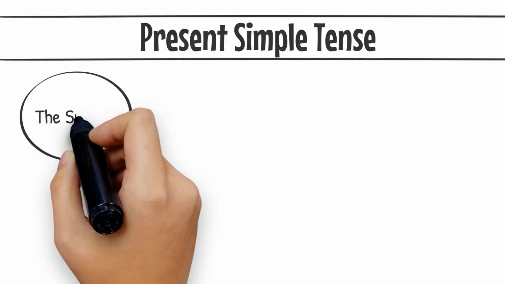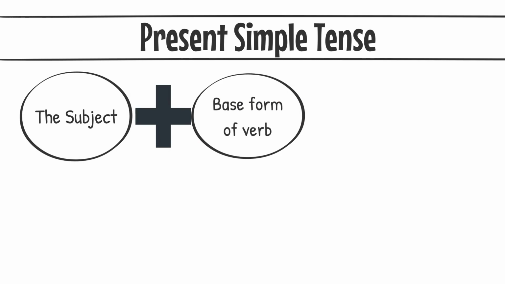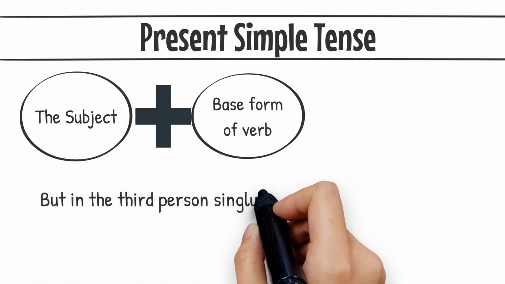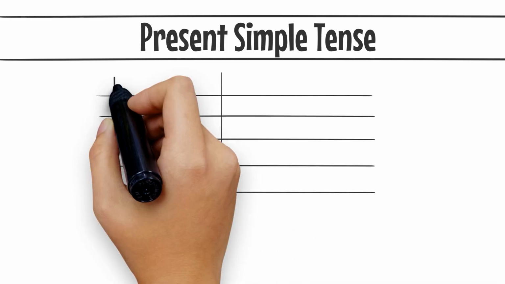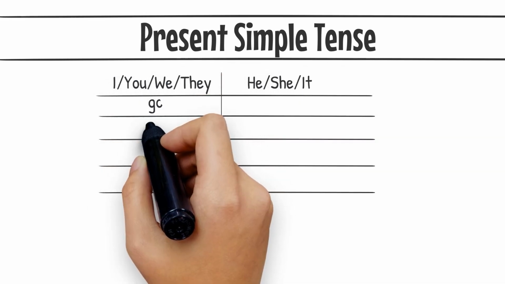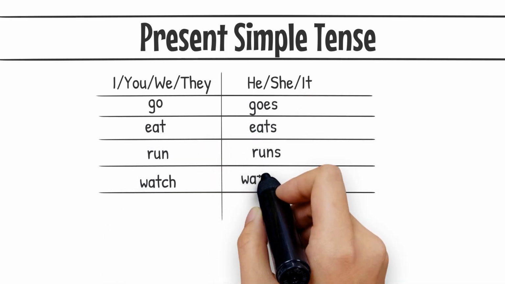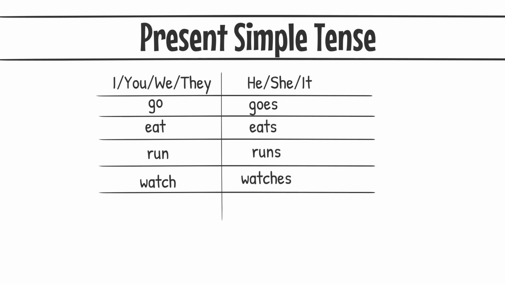How do we form it? We have the subject plus base form of the verb. But in the third person singular we add an s. Look at this. We say I go, we eat, they run, you watch. But for he, she, it, we use goes with an s at the end. The s is necessary at the end of a verb when the subject is he, she, or it. We say he eats, she goes, it runs, he watches.